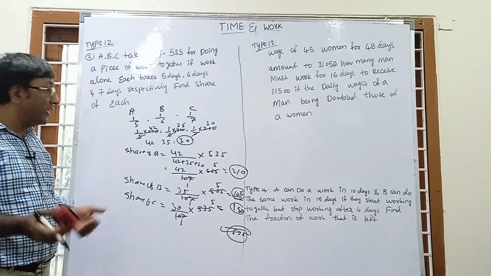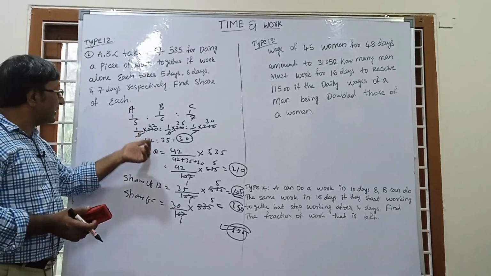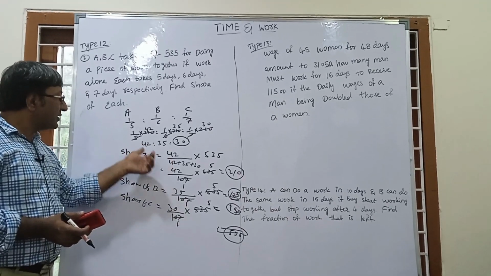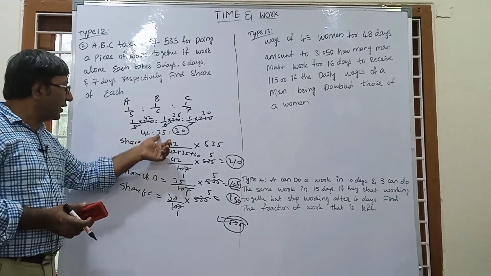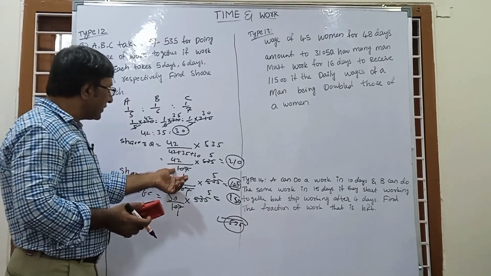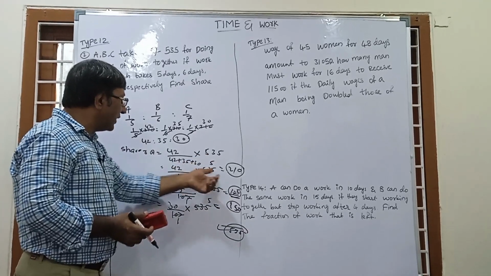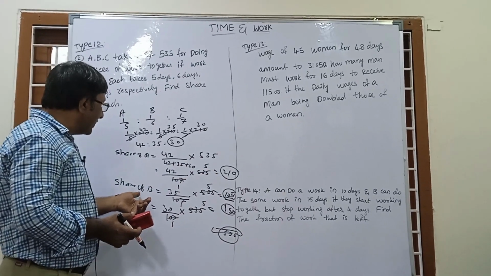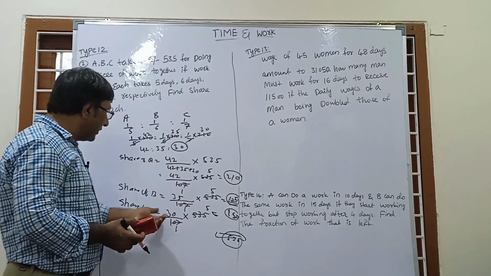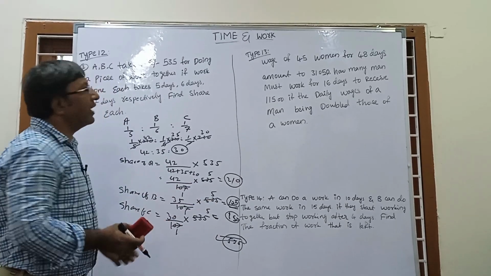So how can we find it? Here we have to find the share of A, so this is 42. So share of A is 42 divided by the sum of the ratio, 42, 35 and 30, into 535. So the sum is 107, into 535, 5 is the answer. In the same way we can find the share of B, that is 35 into this 5. Again share of C, that is 30 into 5. This is our right answer.